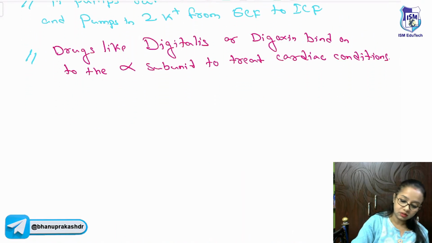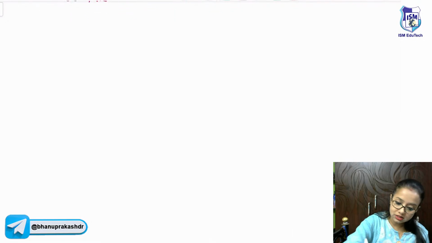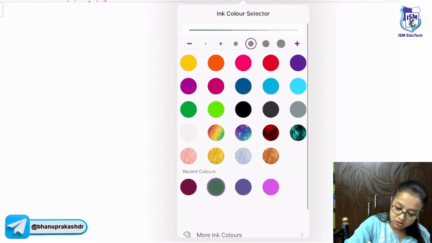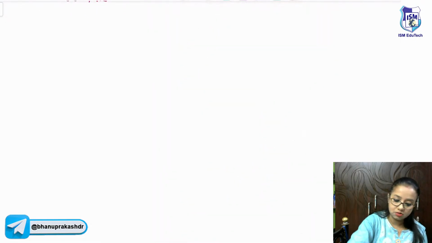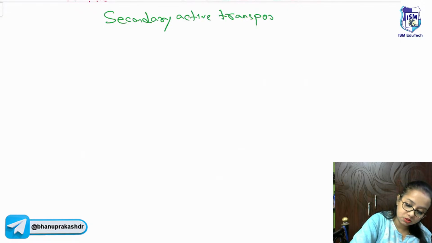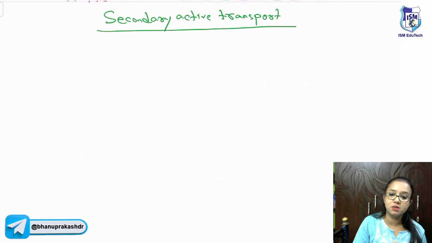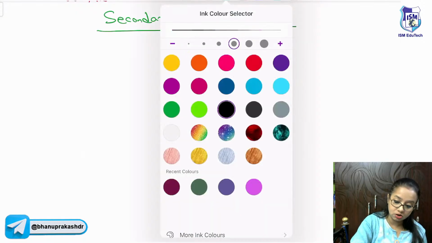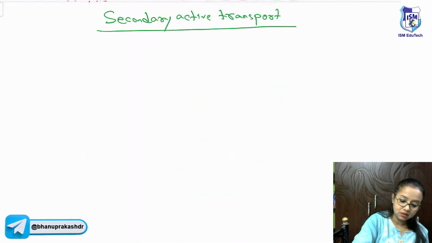Okay, coming to the secondary active transport. Now this secondary active transport. Now secondary active transport, as we saw, it is of multiple types. In secondary active transport, usually what happens? Usually, not only, okay?